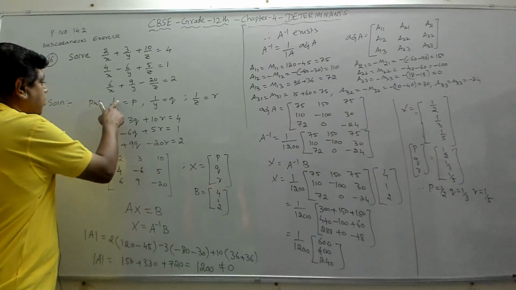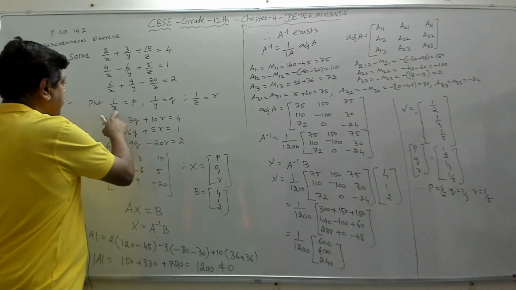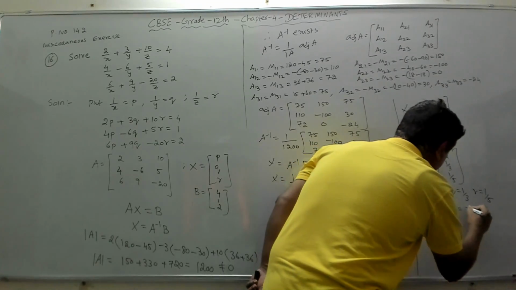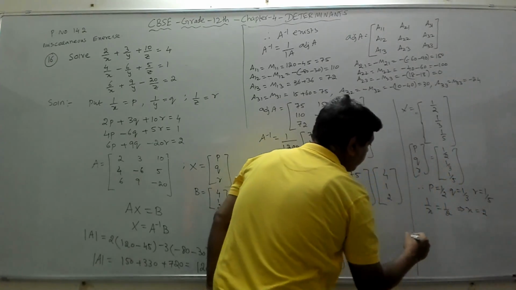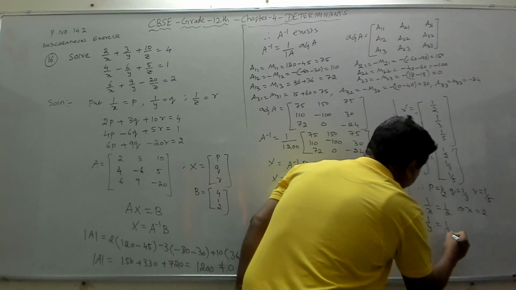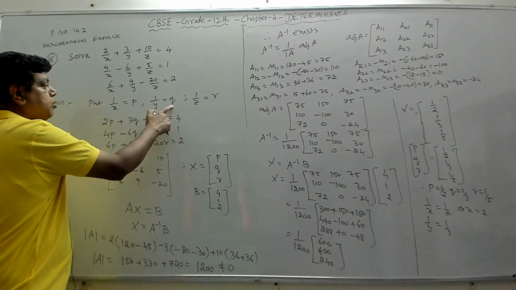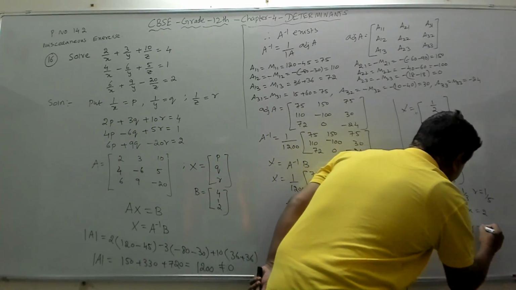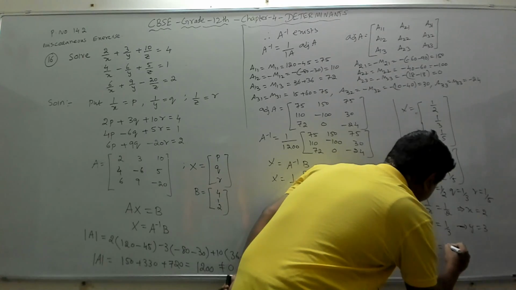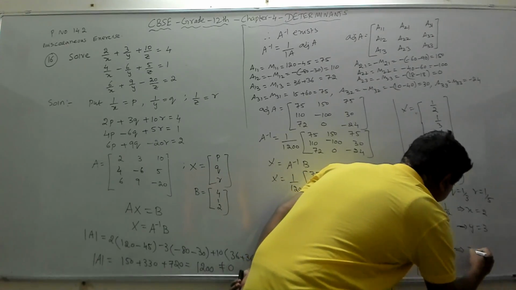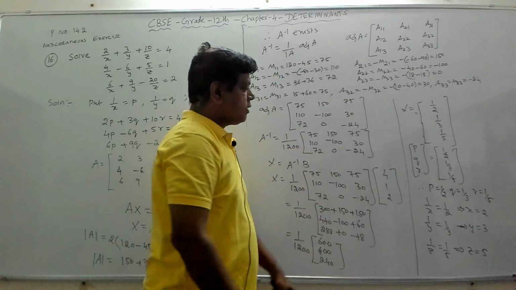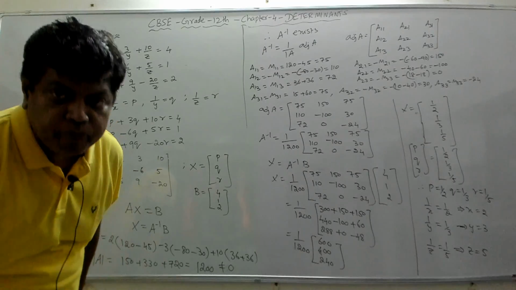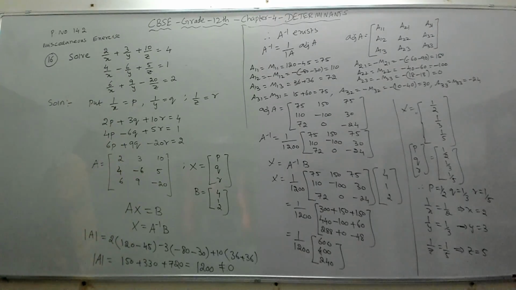Now we can find X. So 1 by X is P, and P is 1 by 2. So 1 by X is equal to 1 by 2, that will tell you X is equal to 2. Then 1 by Y is Q, and Q is 1 by 3, so Y is equal to 3. Then 1 by Z equal to 1 by 5, that will tell you Z is equal to 5. So your answer is X equal to 2, Y equal to 3 and Z equal to 5. Fine. So that is your answer.